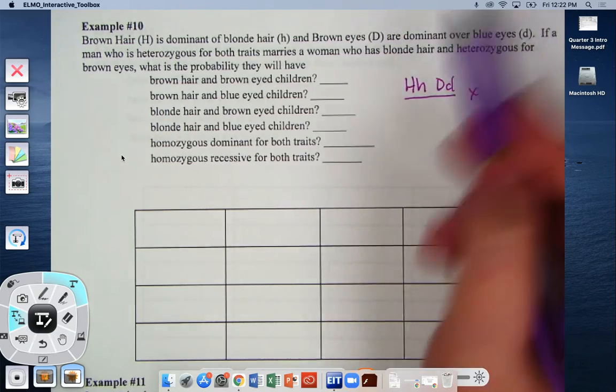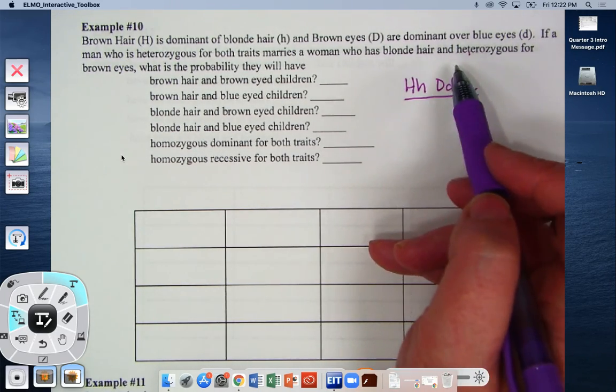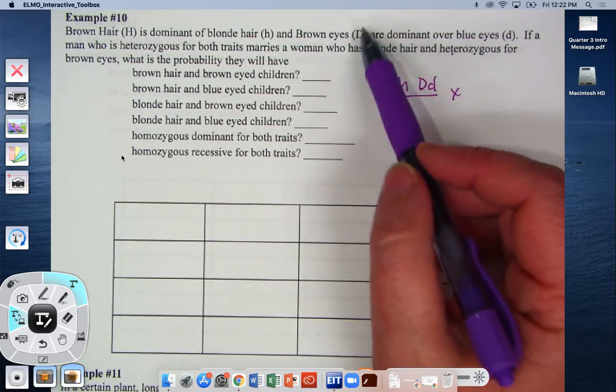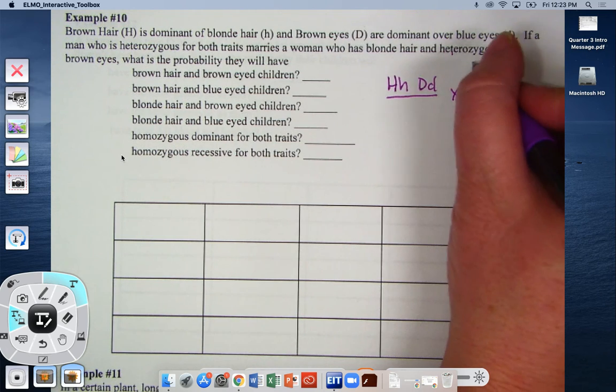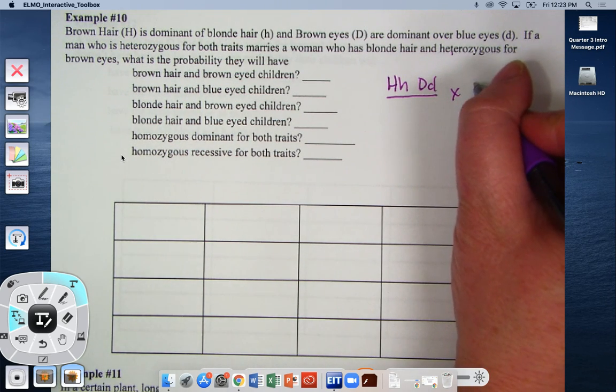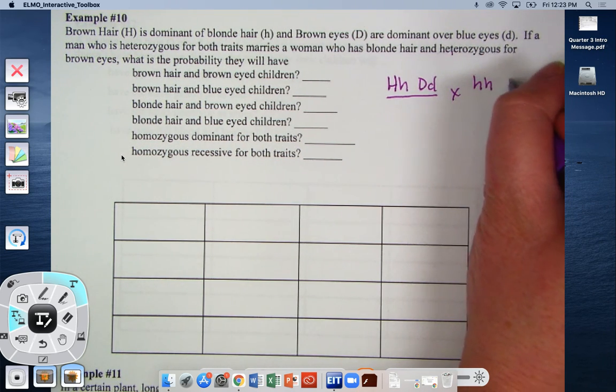But the other parent, and I did change this, so the wording on your printed-out one is a little wrong. It doesn't matter, just make sure that you follow along with what I'm going to do. So it has blonde hair. I forgot to tell you how they have brown hair, so I added heterozygous. So blonde hair is going to be the lowercase, but heterozygous for brown eyes.